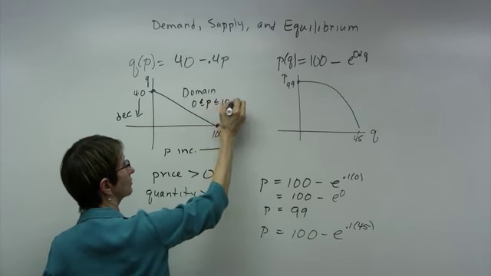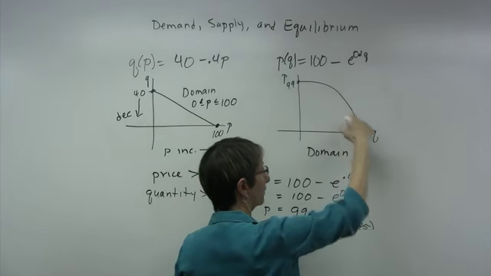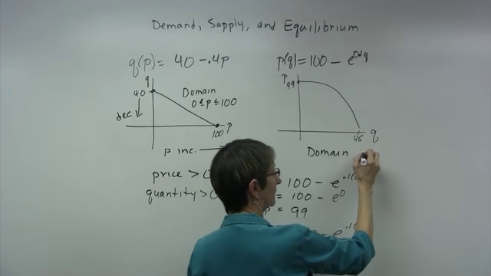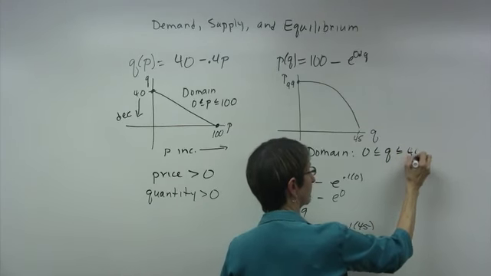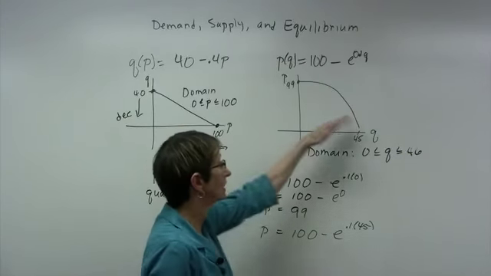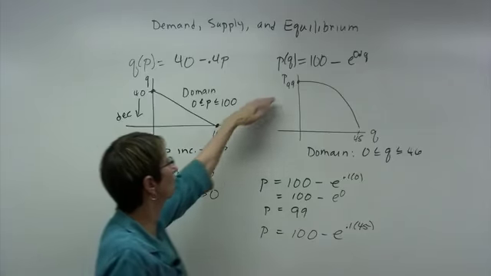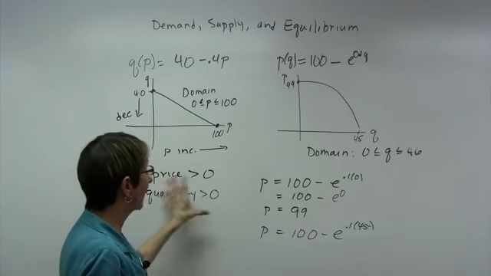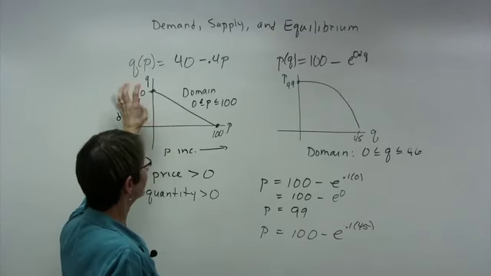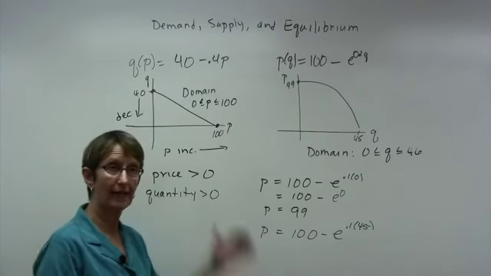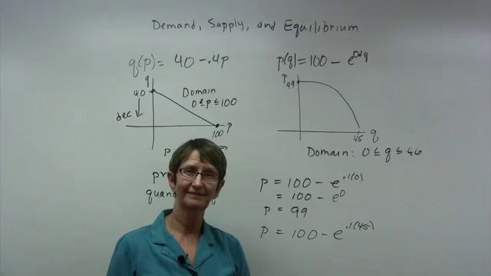Over here, the domain, we went as far as 45. I think you might be able to get up as far as 46. I don't think you can go much higher than that before the value for price becomes negative. So you have to watch out for your domains in these. But these are what demand functions generally look like. They are decreasing functions.